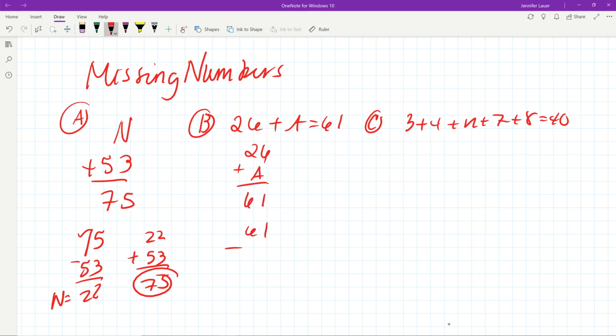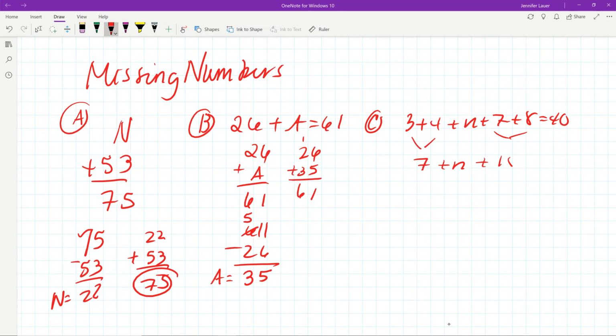So 61 minus 26. Okay, so A is equal to 35. And again, please do not forget that you can always go back and check these, especially if it's on a test, just like that. This one, you want to get everything added up that you can actually add up. So here I could say, well, this is 7, and this is 15, and 7 plus 15 is 22. It just makes things a whole lot easier.